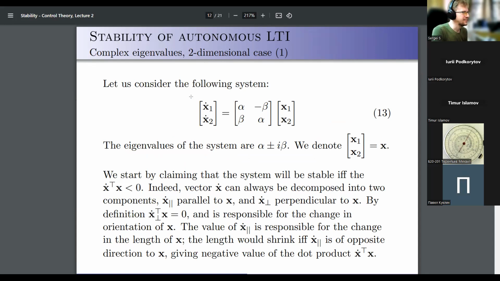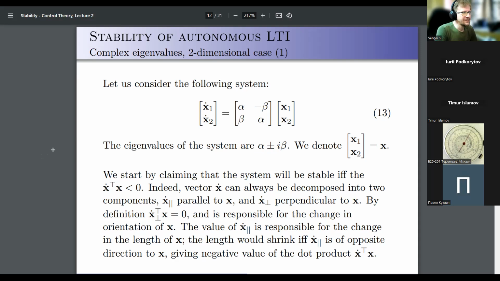Okay, let us consider this system. This is a very specific system. We have alpha here, minus beta here, alpha here. This system happens to have 2 eigenvalues, which are alpha plus or minus i beta. Here we will denote x1, x2 as x. It is a 2-dimensional system. It has one pair of complex eigenvalues.